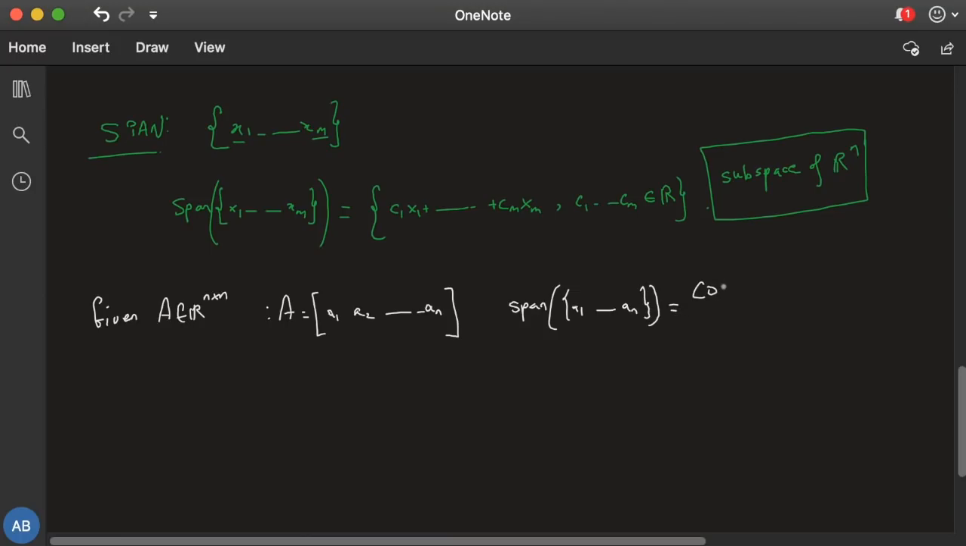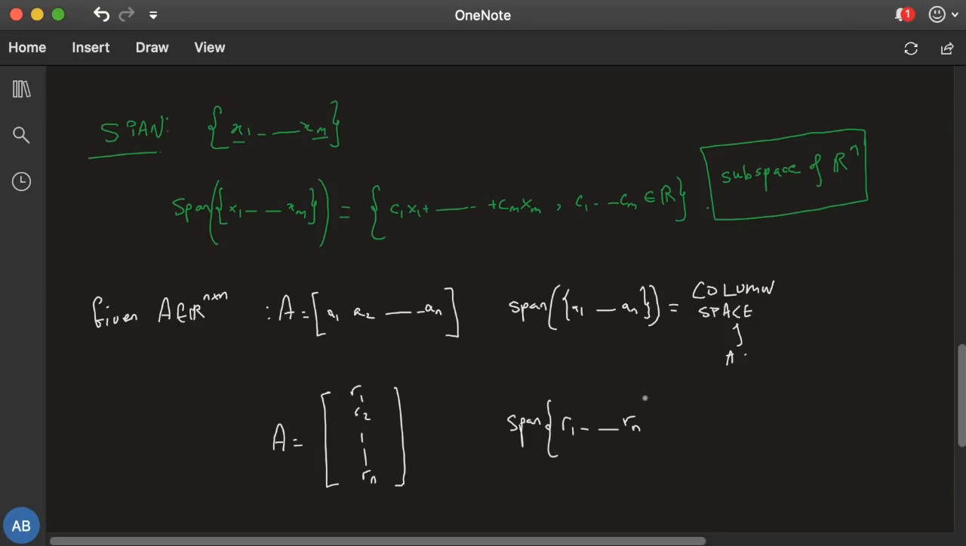It's called the column space of A, right? Now, if you want to regard A by looking at its rows as R1, R2 down to Rn, well, you can do that. And you can also look at the span of the rows of A, which will be referred to as the row space of A. Both of those are subspaces because the span is a subspace, and both concepts will turn out to be useful later on.